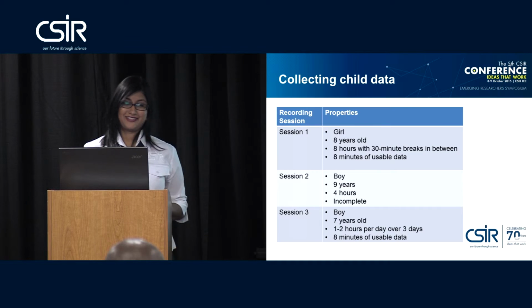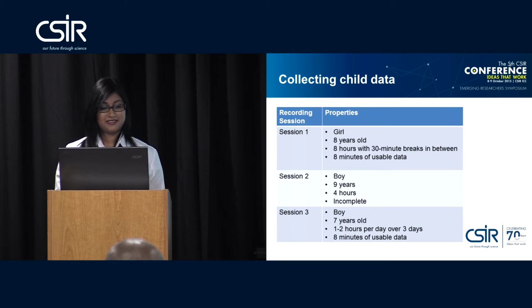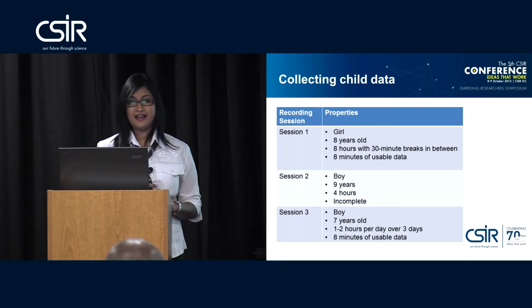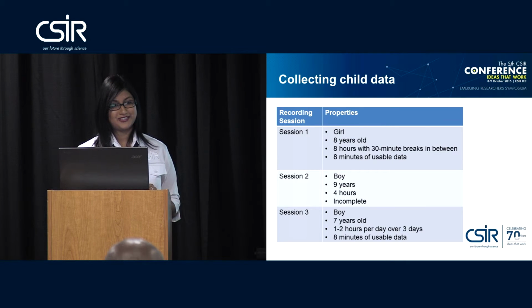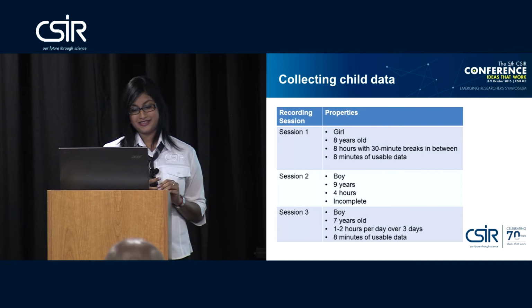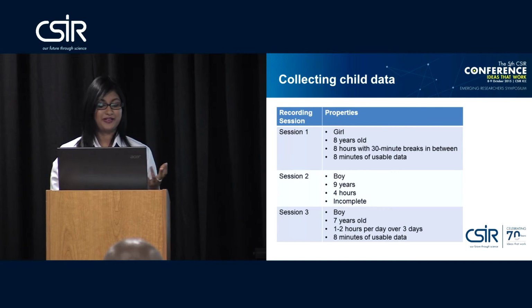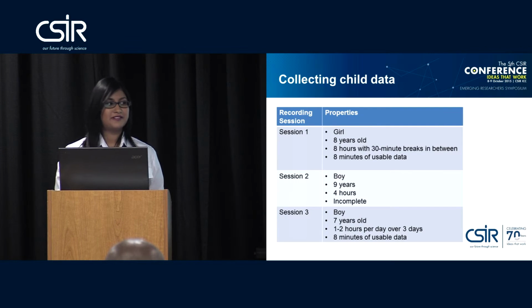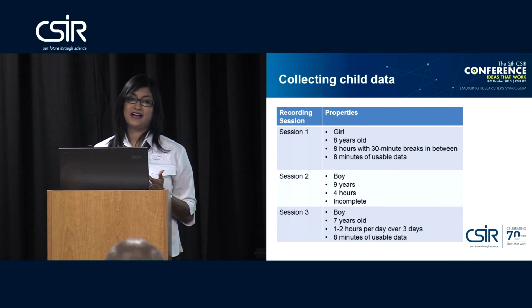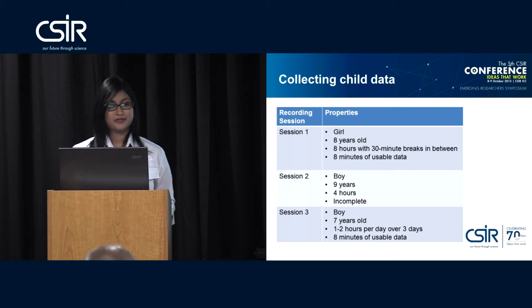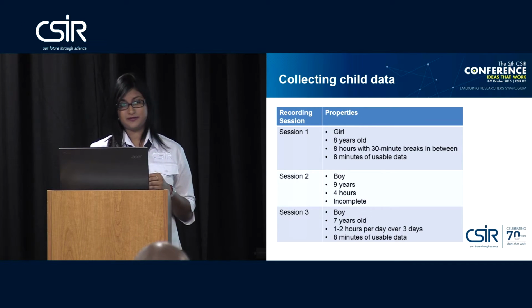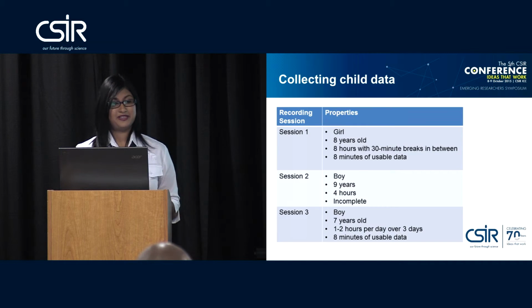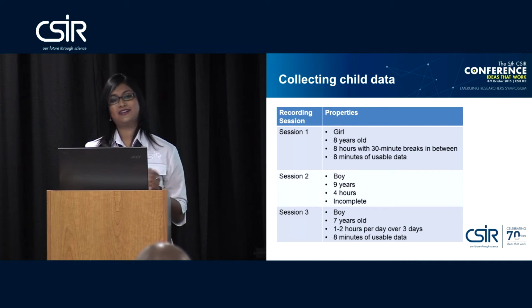For the second session, we collected data from a boy aged 9, and halfway through the recording session, the boy refused to continue with the session, and therefore it was incomplete. We then had to find a third volunteer, so we found a boy aged 7, and because of the previous failed attempt, we decided to divide these sessions into 1 to 2 hours per day over a period of 3 days, and then collected 8 minutes of usable data. So in total, we collected 8 minutes from a boy child and a girl child.